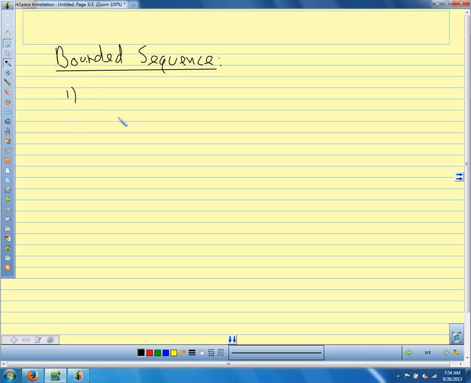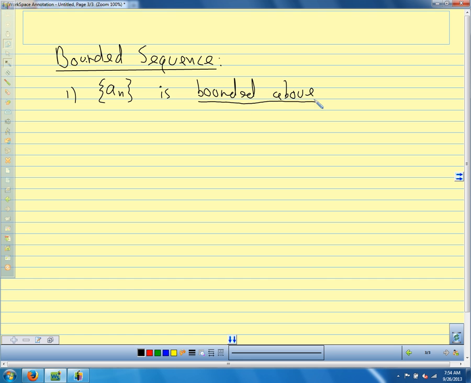So bound, we can have two kinds of bounds. Bounded above, so our sequence a sub n. And what would you guess we're going to say if we're saying our sequence is bounded above? What are we talking about? There's an upper limit, basically. There's some number up here that my sequence never gets larger than. The terms of my sequence never get larger than this number. So we're going to say in math language.